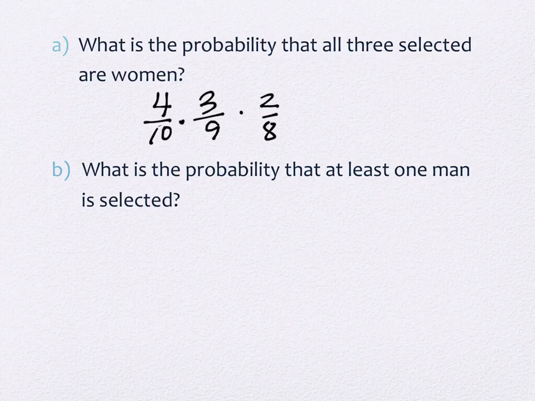Okay, so this is multiplying fractions. We did this 2 chapters ago, right? We did this back in chapter 6. You can simplify along the diagonals if you'd like. I think that will help us. So I'm going to do that.